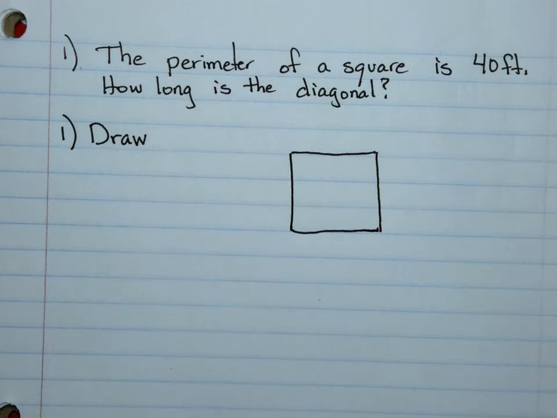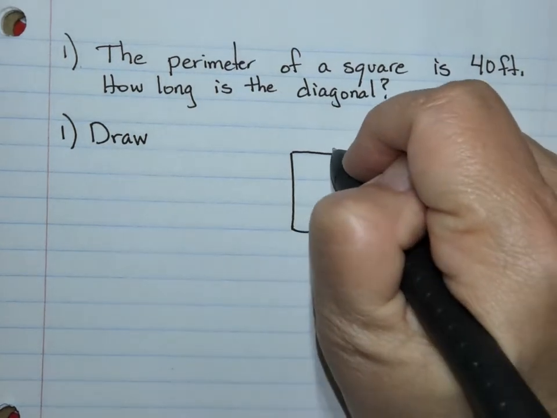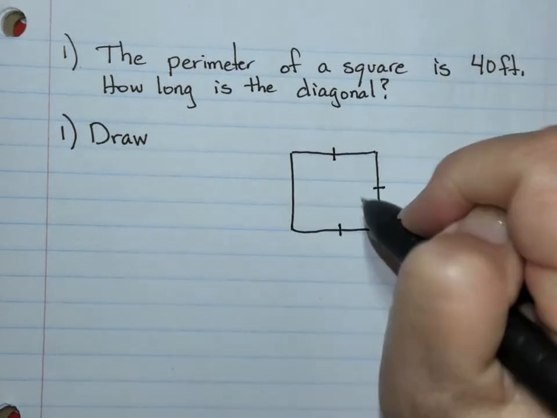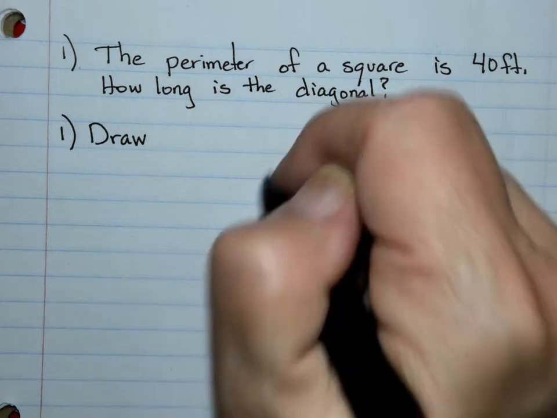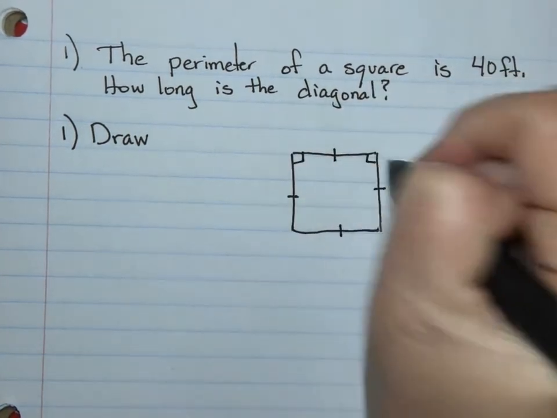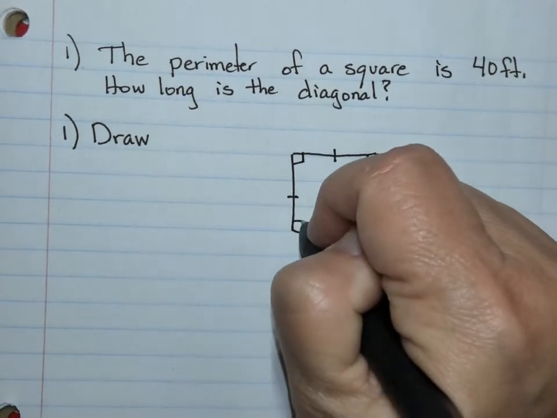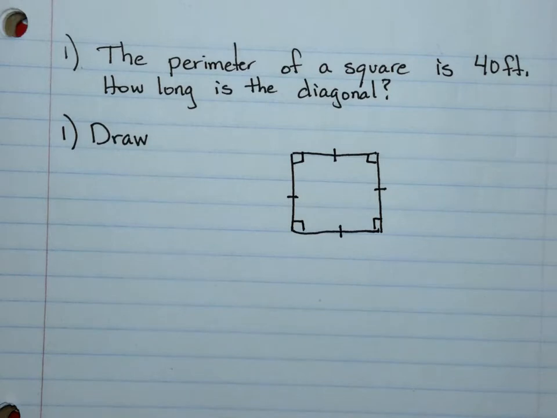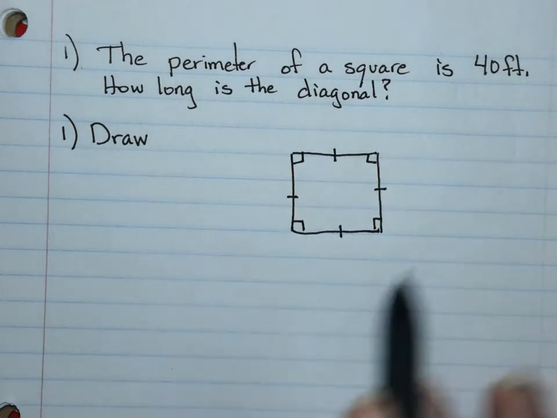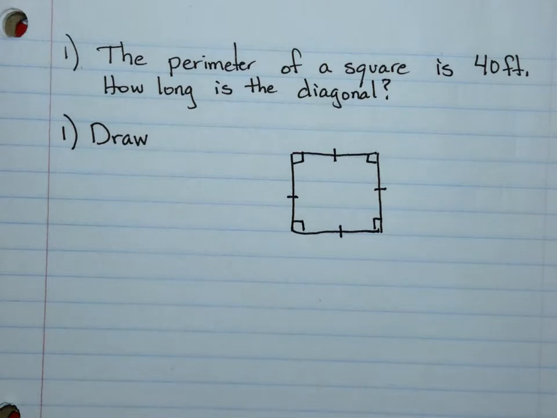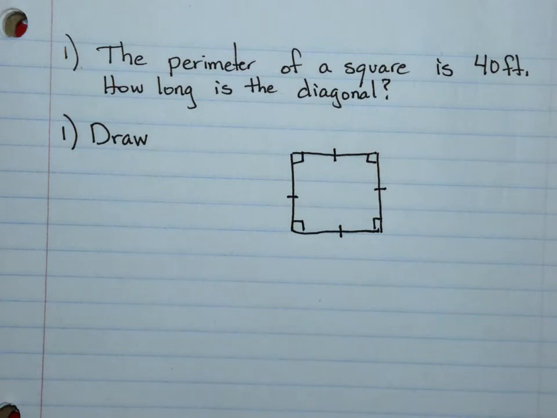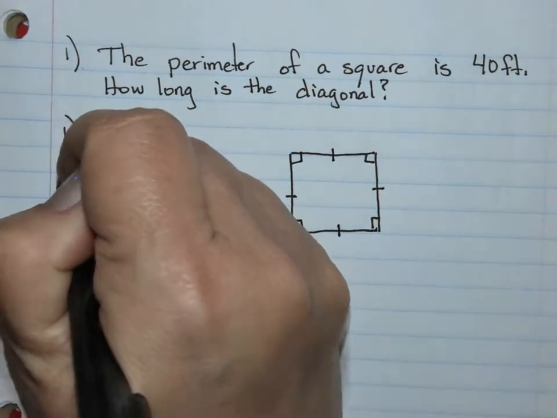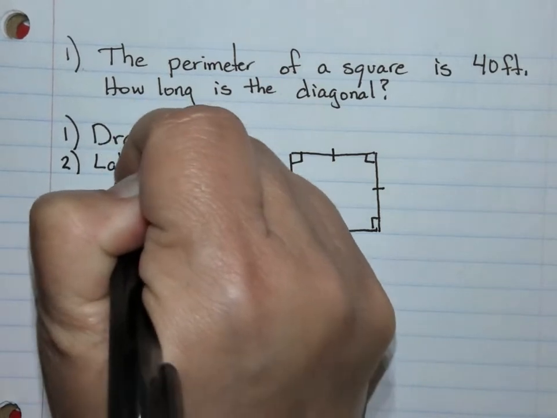A square has 4 congruent sides. So we want to put those markers to show that those 4 sides are congruent. And squares have 4 right angles. So we want to give the 4 right angle markers to show that it is a square. So whenever you're in geometry and you draw a square, your square should look like that. 4 congruent sides, 4 right angles.